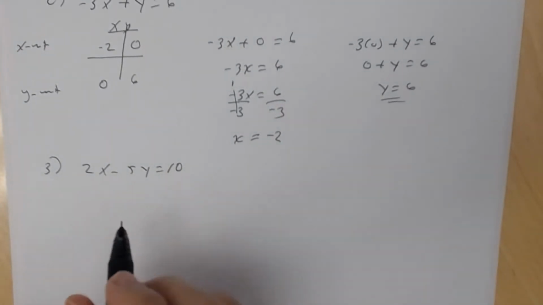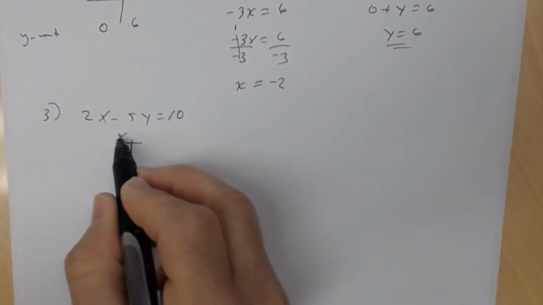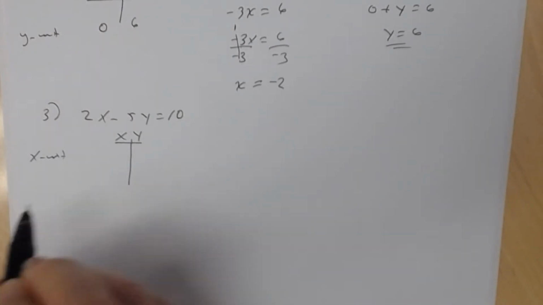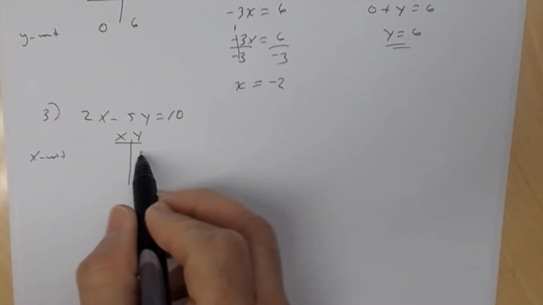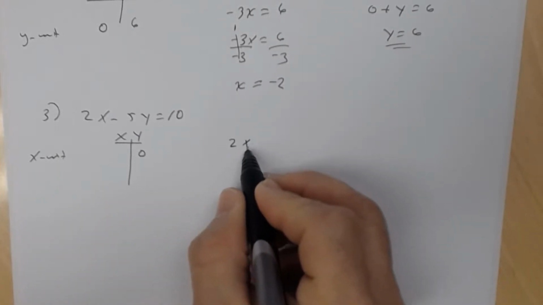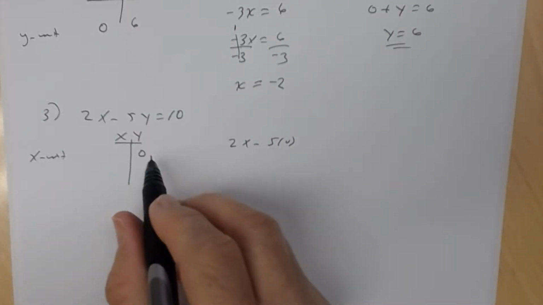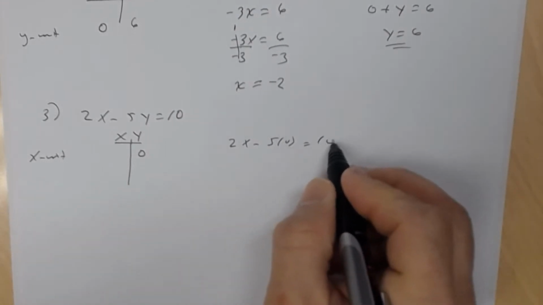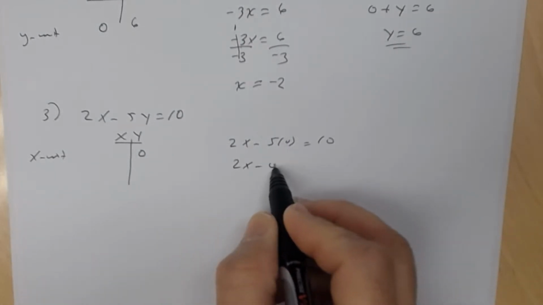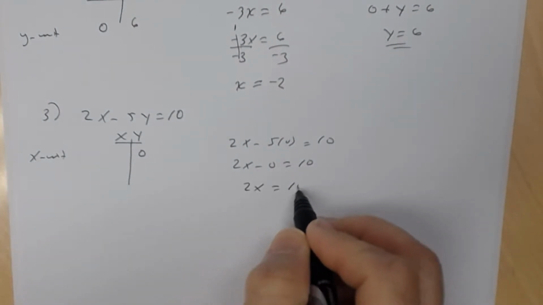So again, I want to graph this using intercepts. So I'm going to find the x and the y intercept. To find the x intercept, you're going to say let y equal 0. So wherever I see the variable y, plug in 0. So I get 2x minus 5 times 0, because that's what y is, equals 10. 5 times 0 is 0, so I get 2x minus 0 equals 10. 2x minus 0 is 2x, and that's where I'm at.